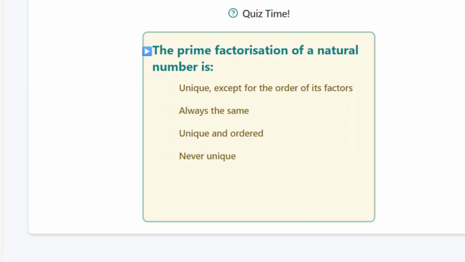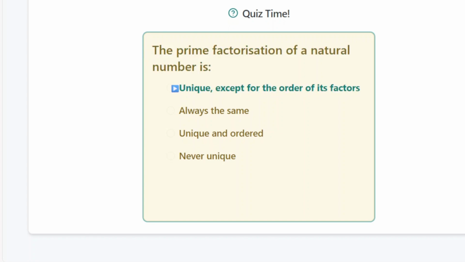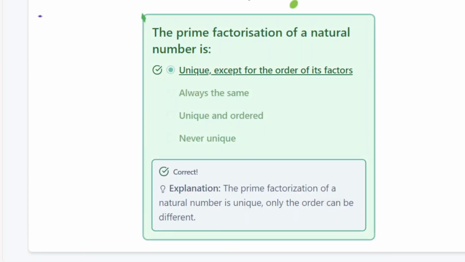The prime factorization of a natural number is Option A, unique, except for the order of its factors. Option B, always the same. Option C, unique and ordered. Option D, never unique. Correct. The answer is unique, except for the order of its factors. Explanation: the prime factorization of a natural number is unique, only the order can be different.